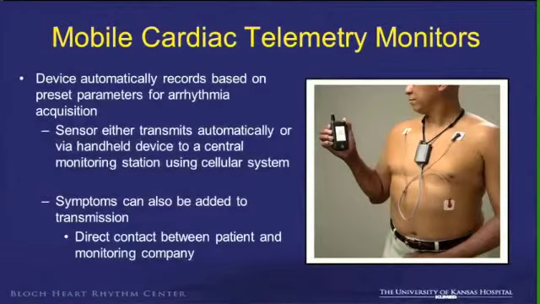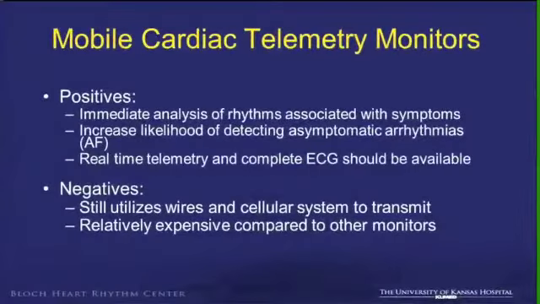So then we move on to mobile cardiac telemetry monitors, and these, again, are devices that automatically record rhythms based on preset parameters for acquisition. The device is a couple wires, again, with sticky patches that either transmits automatically via the cellular system, or it transmits to a handheld device, which then goes via the cellular system to a monitoring station. Symptoms, again, can be easily tracked.